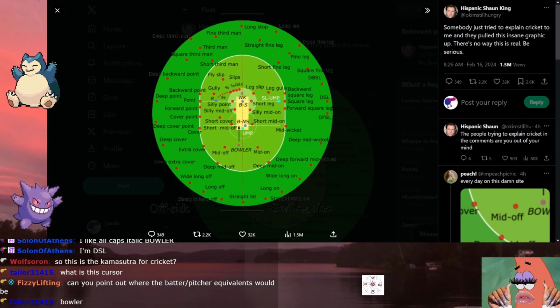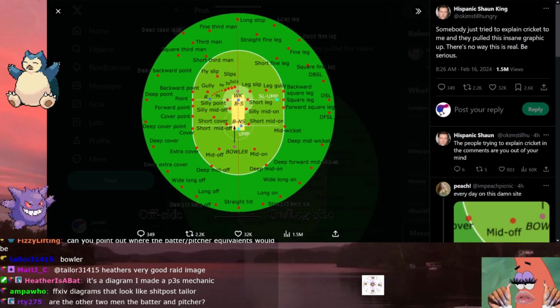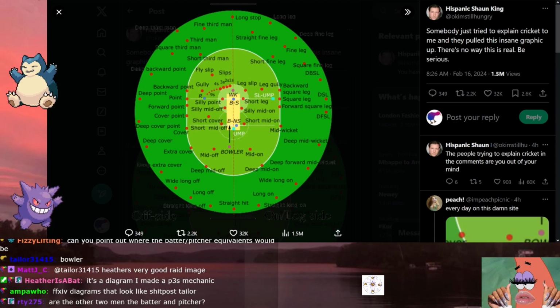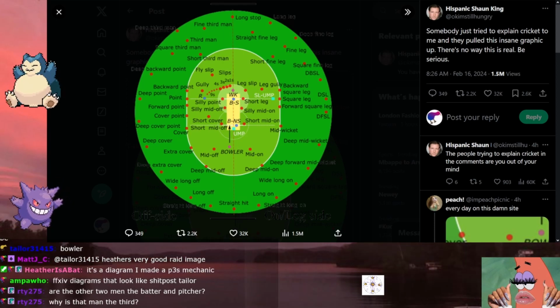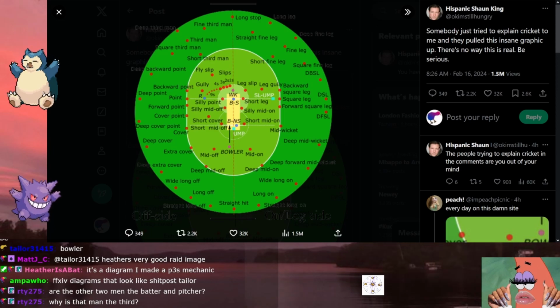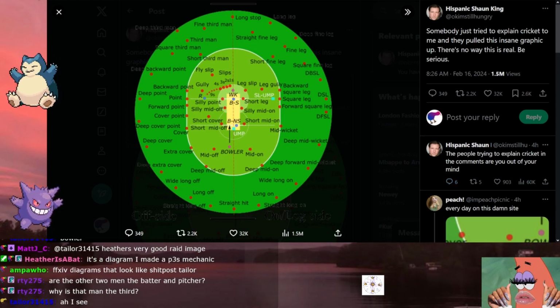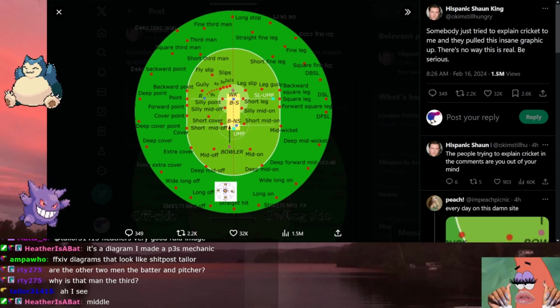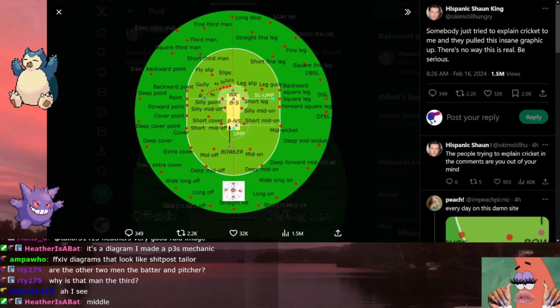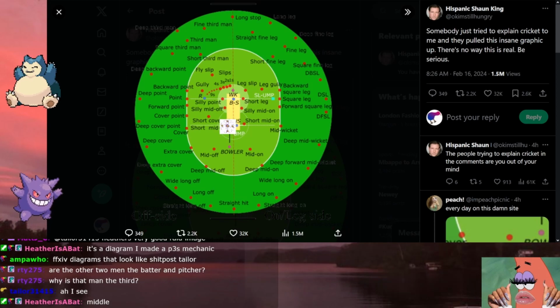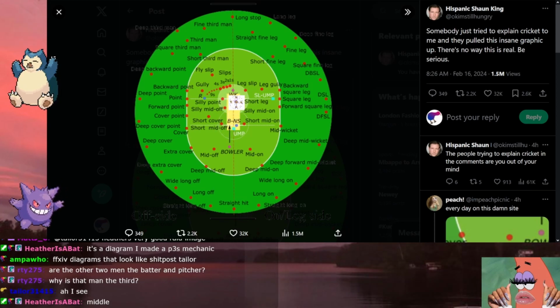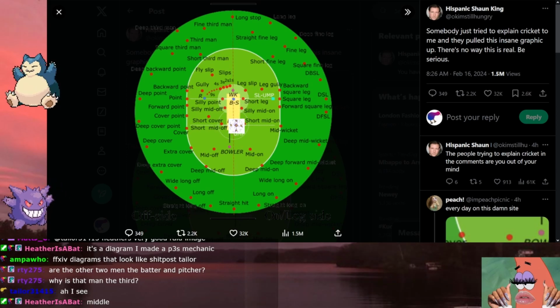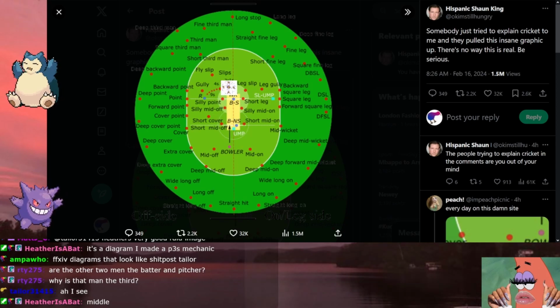Can you point out where the batter and pitcher equivalents would be? The pitcher is the bowler and runs in from anywhere. He'll either start running in from about here, or he could start his run up from all the way back here, depending on how much of a run up he needs. And they will deliver the ball from about here. The batter at the striker's end, the one actually facing the ball, is standing here. He has a partner who is standing this end of the pitch. And then a wicketkeeper, which is the catcher, is standing behind the stumps here.